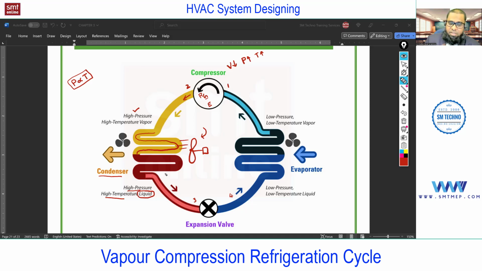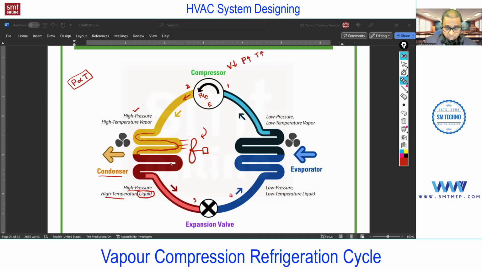Then only the change of phase is possible, right? So the temperature will remain the same. Temperature and pressure are both going to be the same, but there is a change of phase, because latent heat means at constant temperature. So when the refrigerant comes out from the condenser, it has the same temperature and pressure, but it has changed from vapor to liquid.